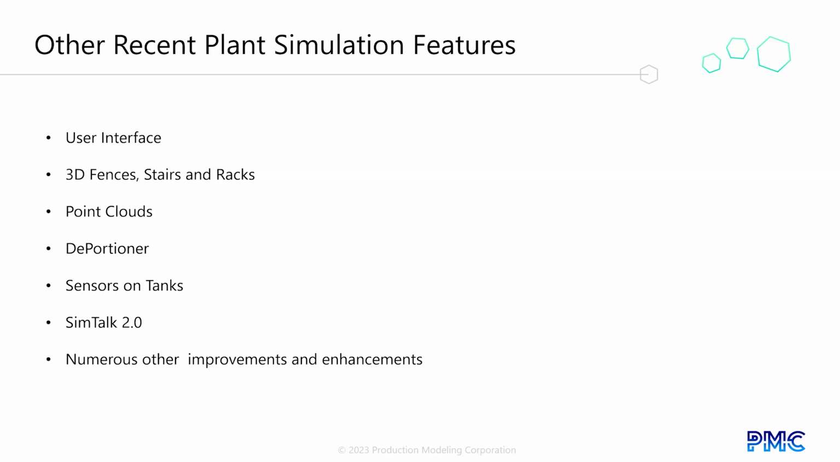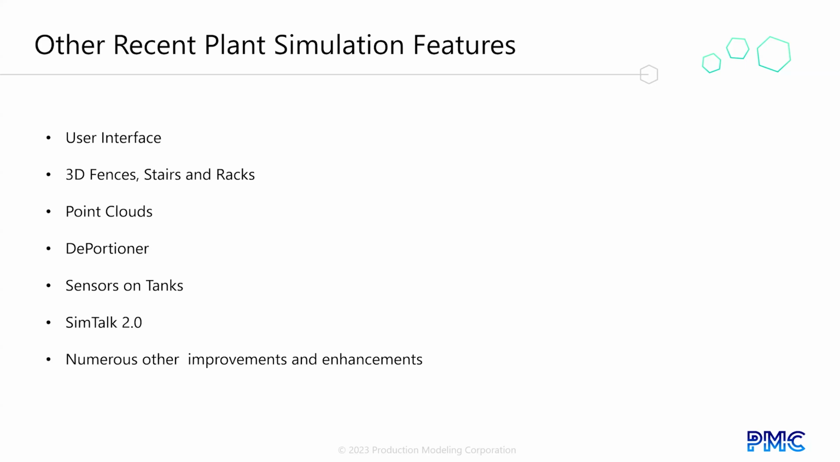This allows a highly detailed laser scan 3D layout of your facility to be displayed. Modeling objects can then be optionally positioned in their exact 3D locations using the point cloud as a guide. A new deportioner converts discrete event parts to fluids. This complements the portioner, which does the opposite.